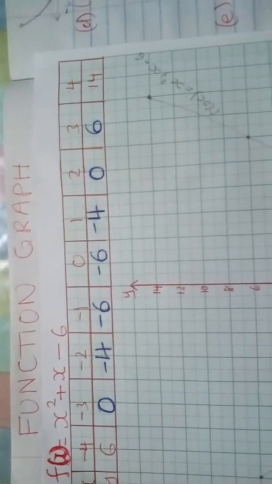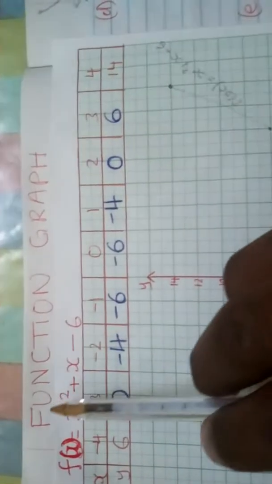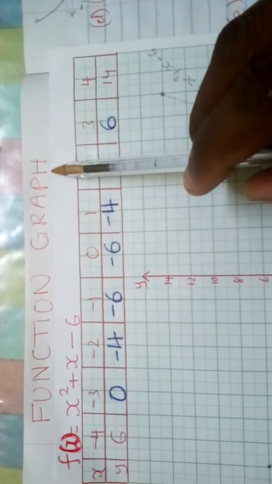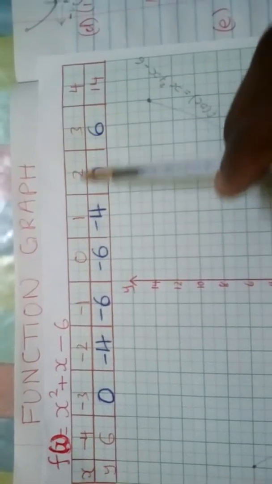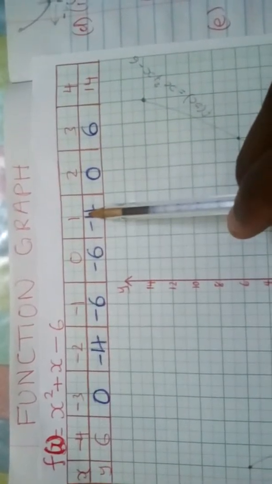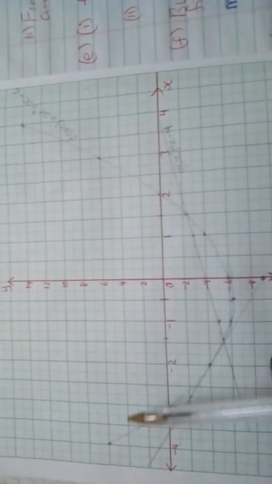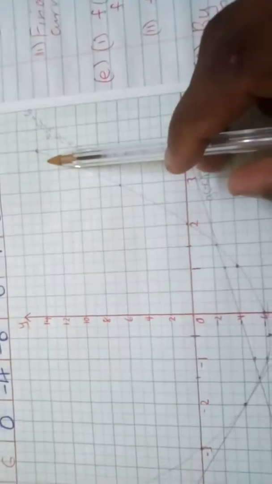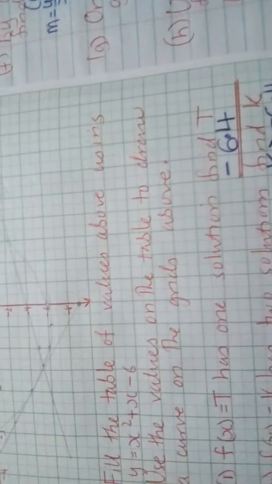We're looking at function graph. Under function graph, we have to know three things. Number one, we have to know how to fill values on the graph. Number two, we have to know how to draw the graph itself. And number three, we have to know how to answer questions after drawing the graph.